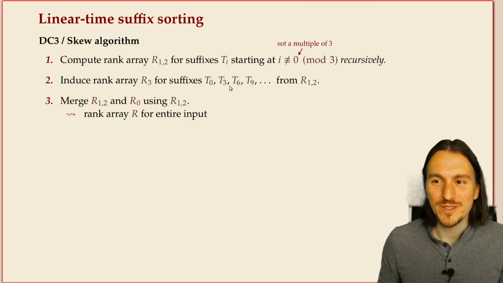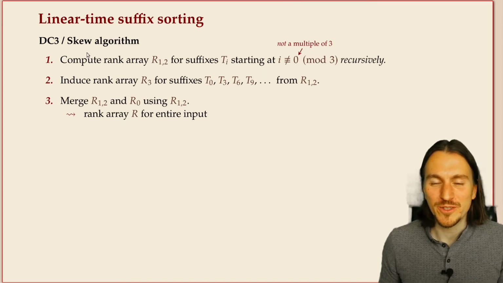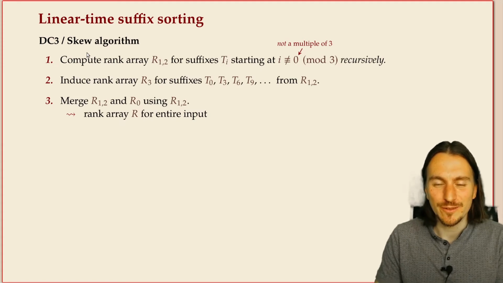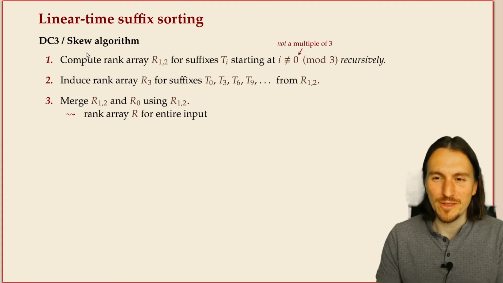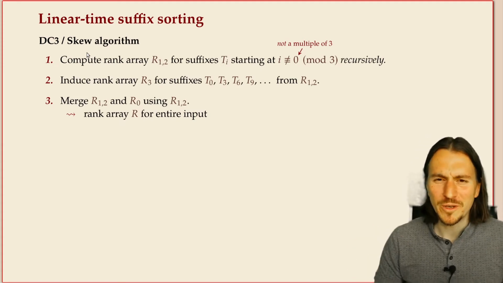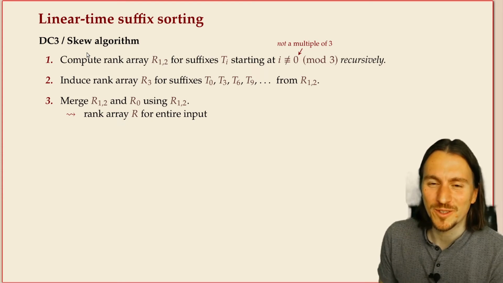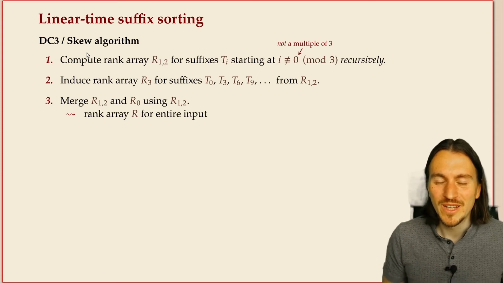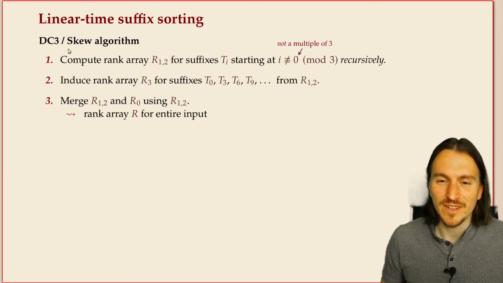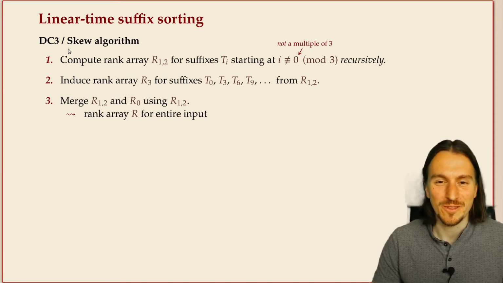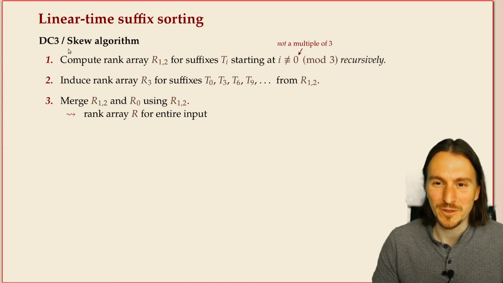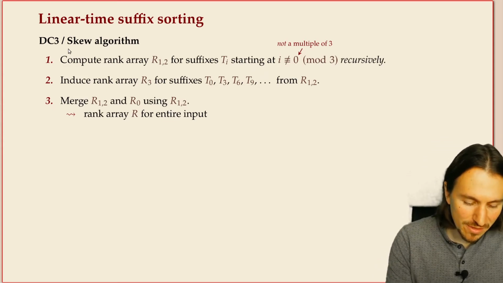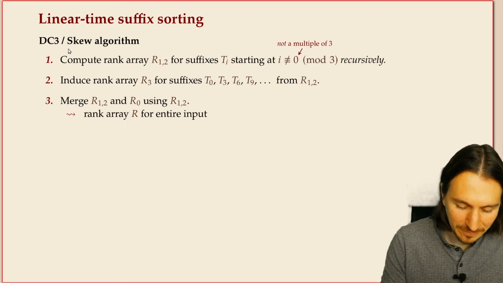There are different algorithms that do this. What I will present is called the DC3, difference cover 3, or the skew algorithm. The name is a bit weird, but that's what stuck. I don't want to explain where this comes from, really. That's just in case you're an expert and you see other algorithms. This is the one we will talk about. It proceeds in 3 steps.